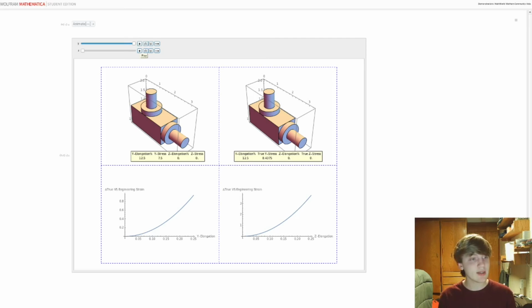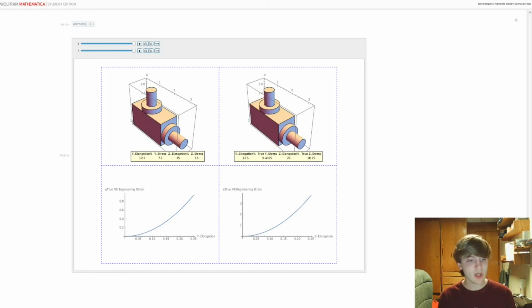Now if I activate it in the z direction, where it's dividing by a 1 by 2 square, we'll see a stress that's a lot higher to get the same kind of elongations. So we're seeing a true z-stress that is 18.75, whereas the z-stress for engineering approximation is 15. And you can see the differences plotted below here.